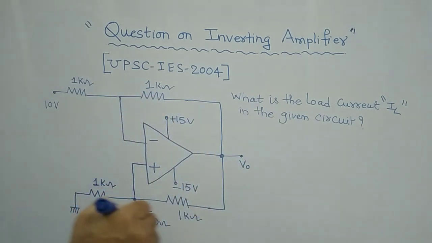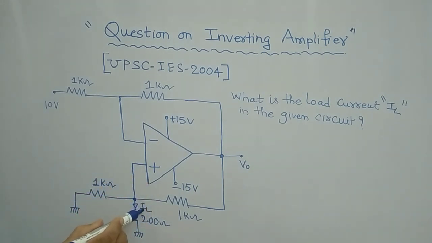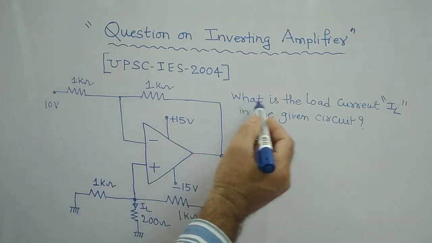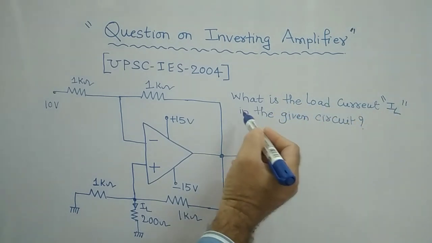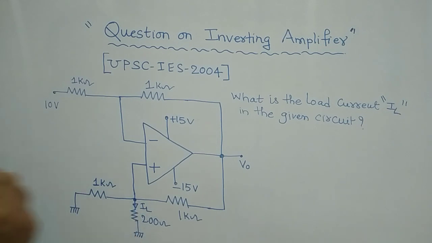Now in this particular circuit, we are asked to find IL. IL is the load current which is flowing through this 200 ohm resistor. We have to find what this IL is. That is the question: what is the load current IL in the given circuit? Our aim is to find IL. What should be done for this? How can this IL be solved?